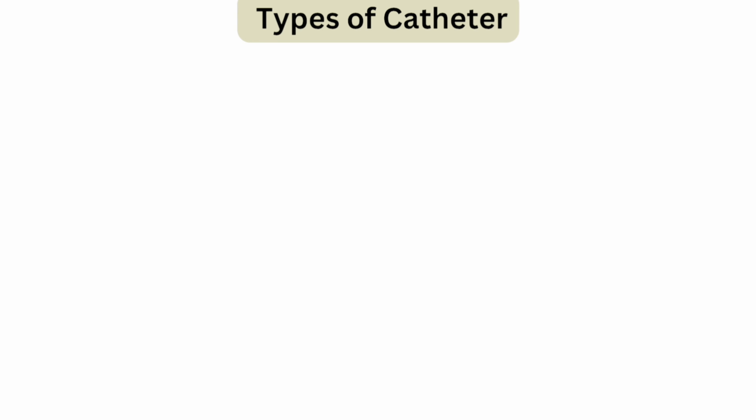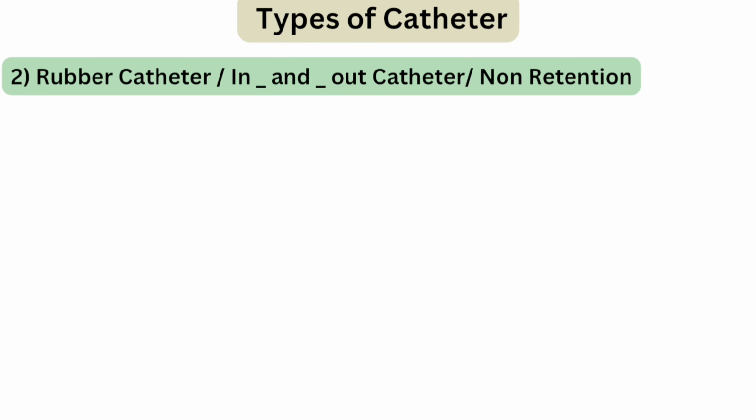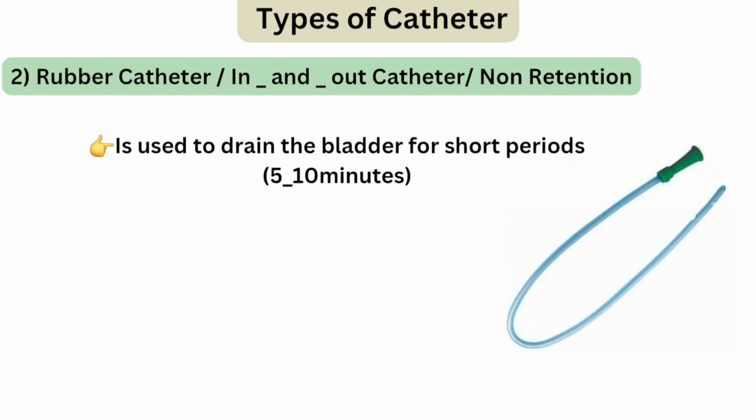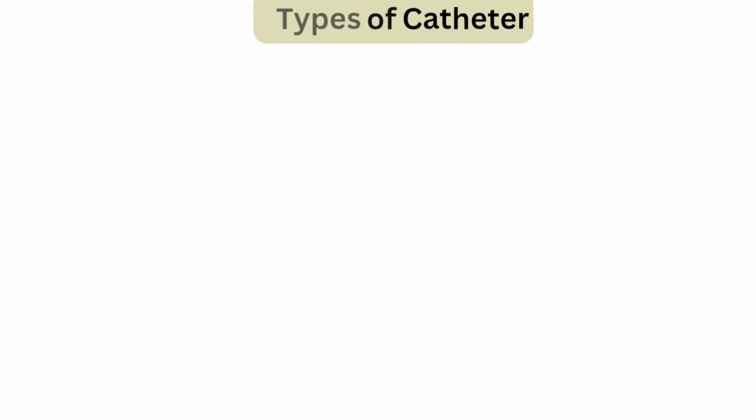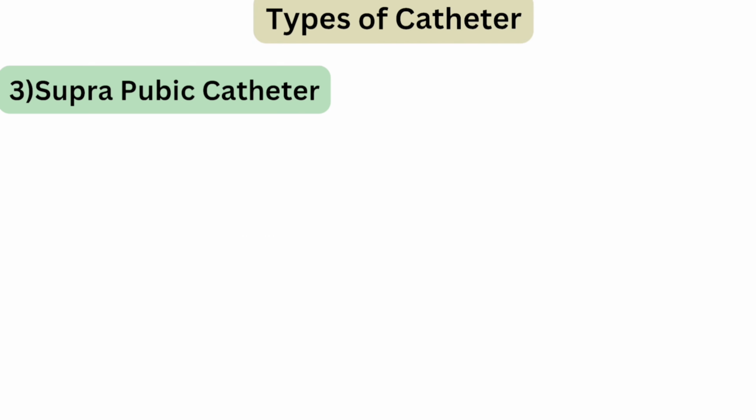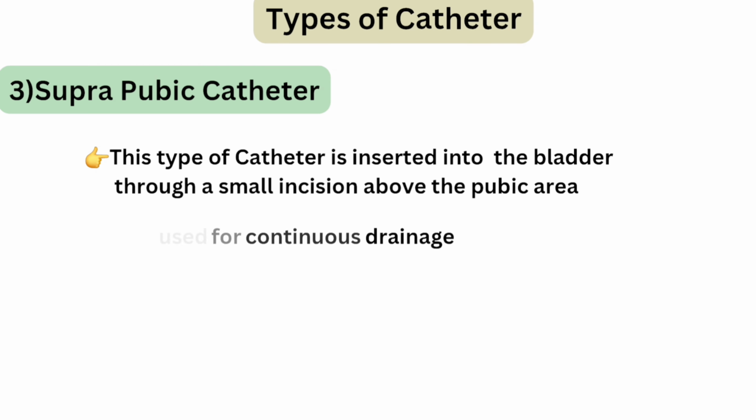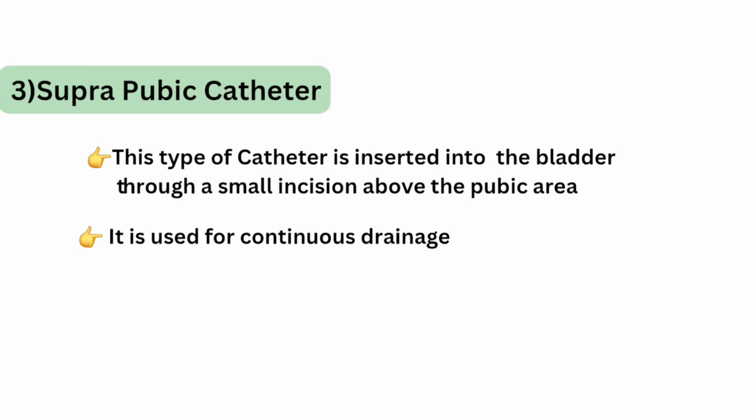Next one is the rubber catheter, or in and out catheter, or non-retention catheter. It is used to drain the bladder for short periods, that is for 5 to 10 minutes. It may also be inserted by the patient itself. Next is the suprapubic catheter. This type of catheter is inserted into the bladder through a small incision above the pubic area. It is used for continuous drainage.